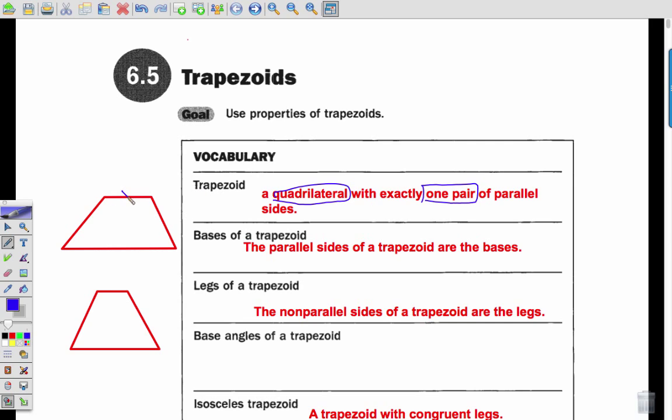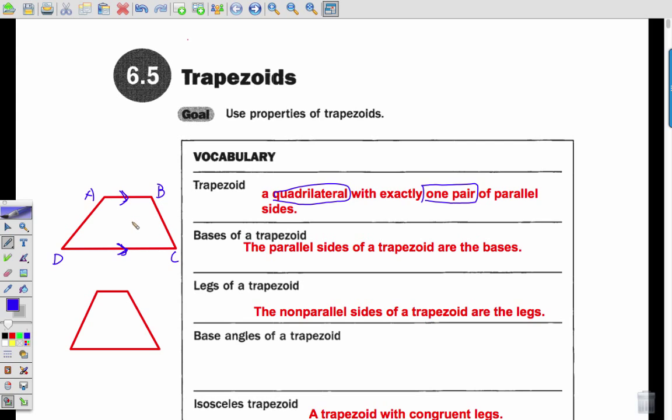So here I have an example. If we name this AB, CD, AB is parallel to DC. That's what these arrows mean, right? But clearly AD and BC are not parallel. So I only have one pair of parallel sides, and I have four different sides. Therefore, this is a trapezoid.